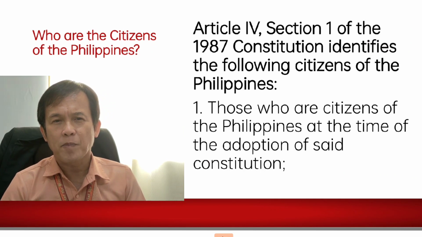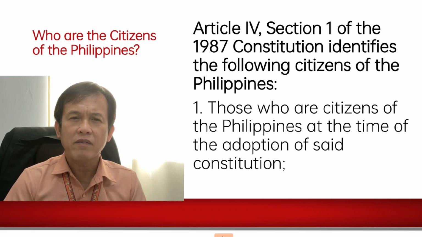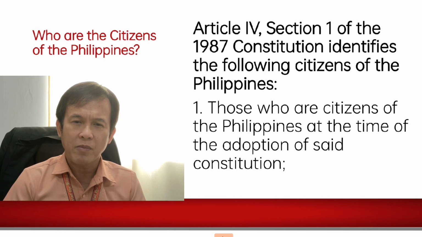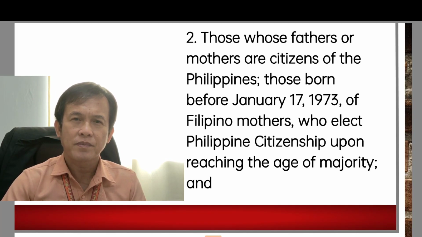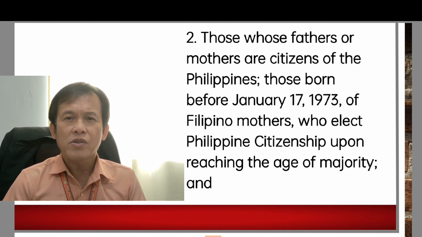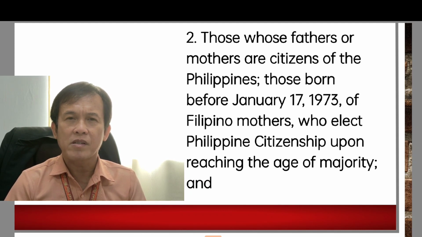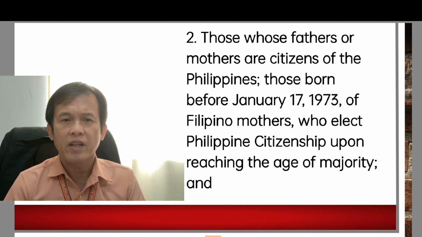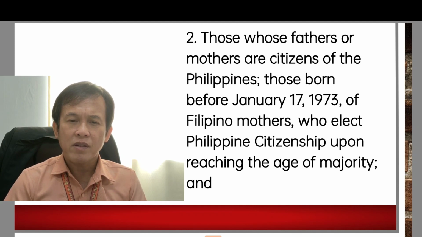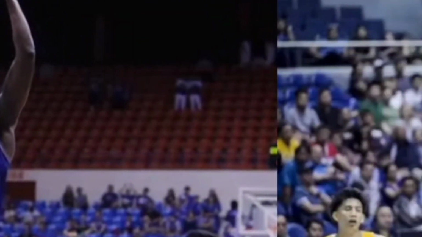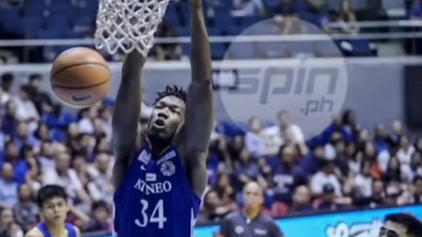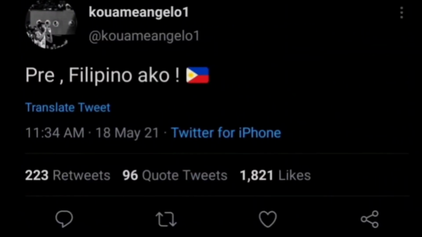Who are the citizens of the Philippines? Article 4, Section 1 of the 1987 Constitution identifies the following citizens of the Philippines. Number 1, those who are citizens of the Philippines at the time of the adoption of the said Constitution. Number 2, those whose fathers or mothers are citizens of the Philippines, those born before January 17, 1973 of Filipino mothers, who elect Philippine citizenship upon reaching the age of majority, and those who are naturalized in accordance with law. A naturalized citizen of a particular country is someone who has legally become Filipino, although they were not born here. This will undergo a thorough judicial process.